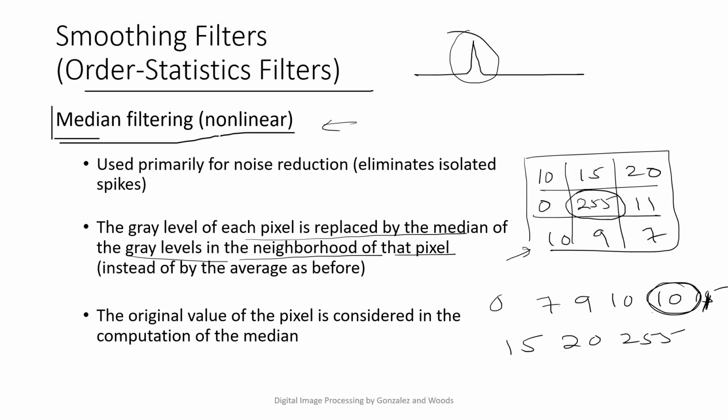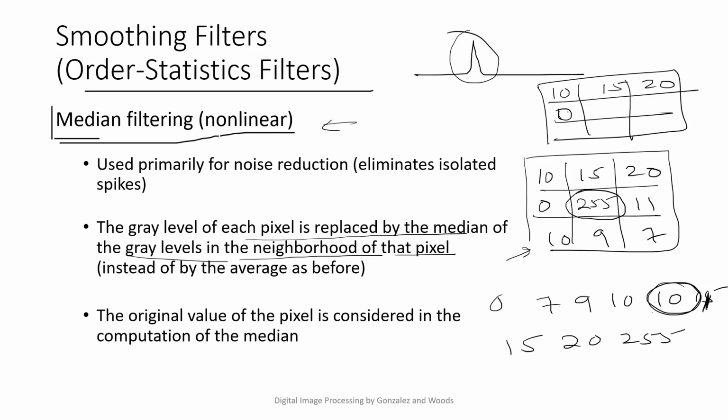So in the output matrix, we are going to write this as 10, 15, 20, 0, and we'll replace 255 by 10, 11, 10, 9 and 7. So we have removed this noise, the bright pixel. This is called a median filter. The original value of the pixel is considered in the computation of the median, so we are going to consider all the 9 values to find out the median value.